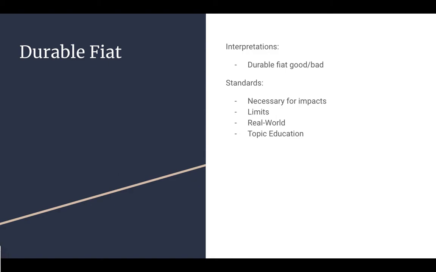Real world. This is an argument for durable fiat bad. The negative team usually might argue that durable fiat is bad because we need to consider how policymaking works IRL. We can't just say fiat and go past all of these real-world consequences.